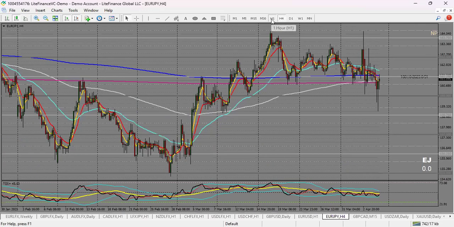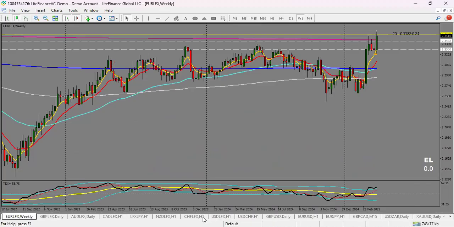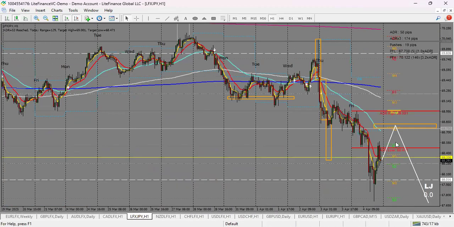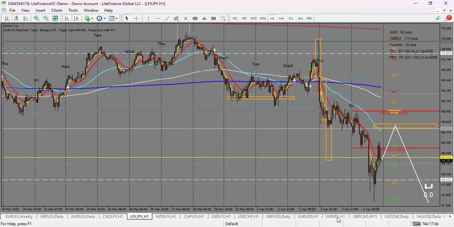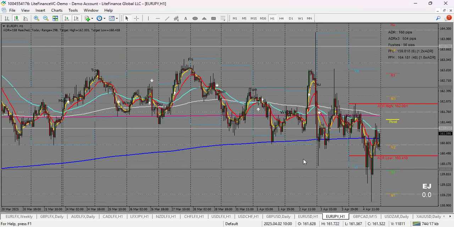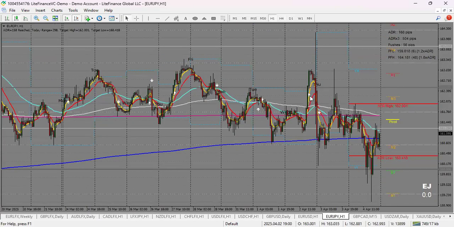So Euro JPY has been consolidating simply because of the two currencies, one is telling Euro JPY to buy, one is telling Euro JPY to sell. So that's what's happening here. Basically, we can simply see a consolidation going on, although the JPY is having an upper hand here. You can see the consolidation, but it's still falling slowly.